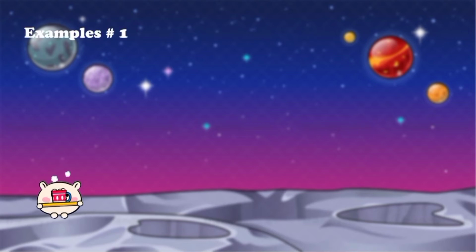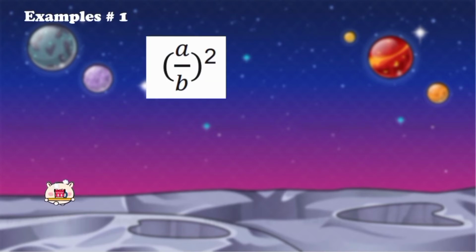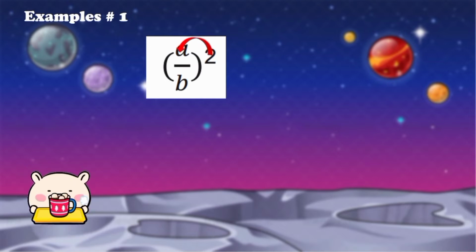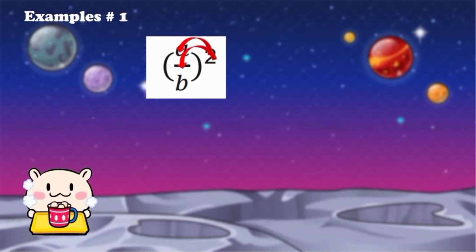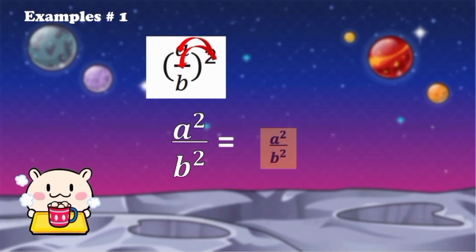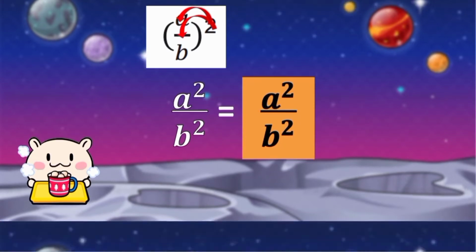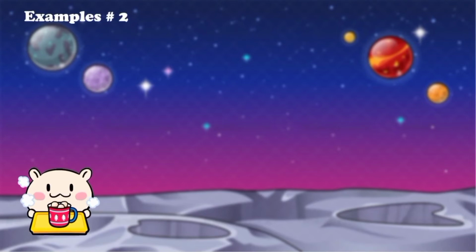Now let's have example number 1. a over b raised to the 2nd power. First is to distribute the exponent. This will become a to the 2nd power over b to the 2nd power. And that will be our answer. Then we have example number 2.